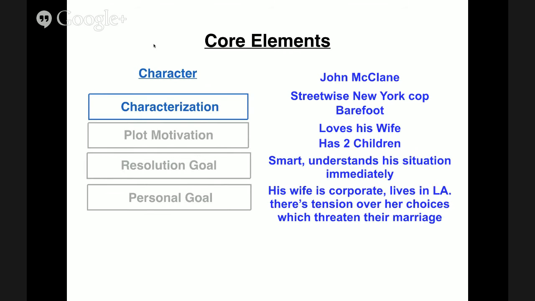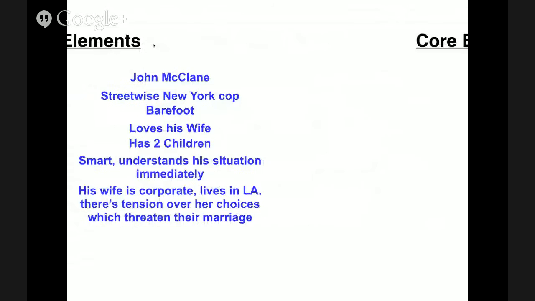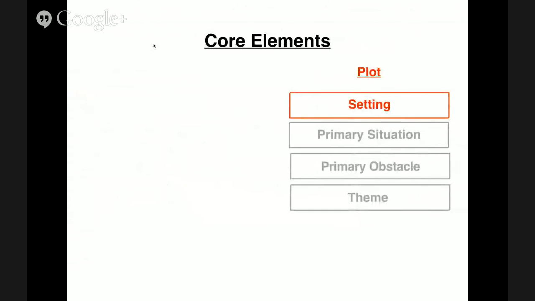Now, this has to do with her, but it really has to do with him, because this is what he's reacting to. She's corporate. He's a street cop or a detective. We don't really know. He's a detective, I think. She lives in L.A. He lives in New York. We're pointing out disparity between the couple, which are plot points that add to the drama and add to their subplot. And there's tension over her choices, which we understand already. She changes her name back to her maiden name, so on and so forth.